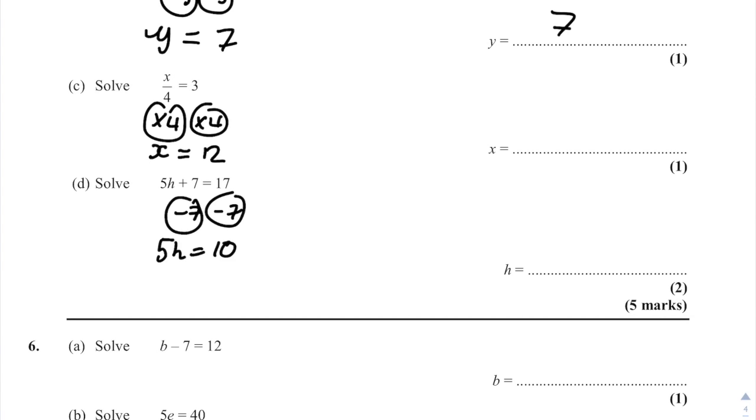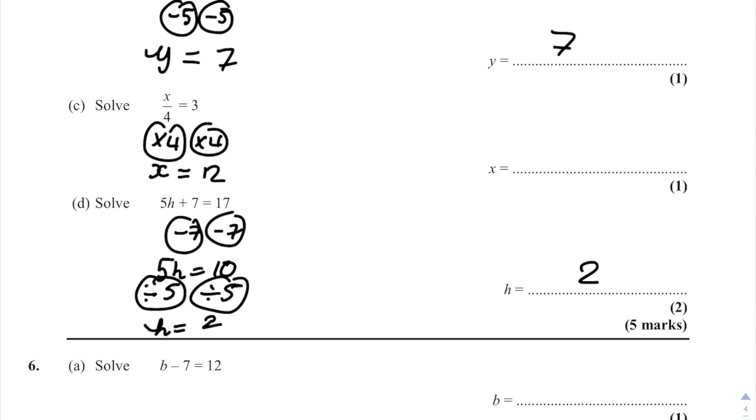So let's divide by 5 on both sides. So you've got h equals 2. H equals 2. Oop, and I forgot to insert it up top here. So x equals 12.